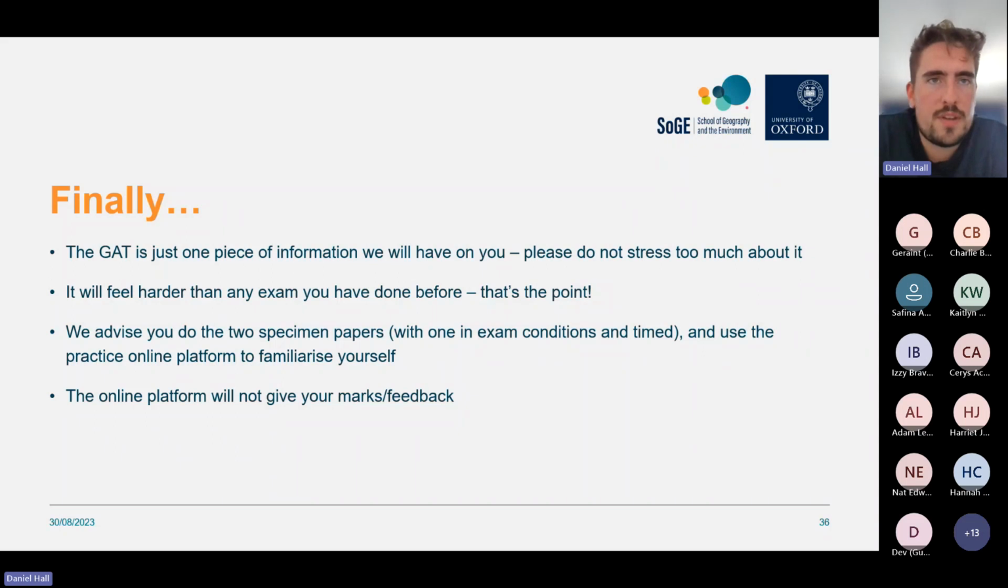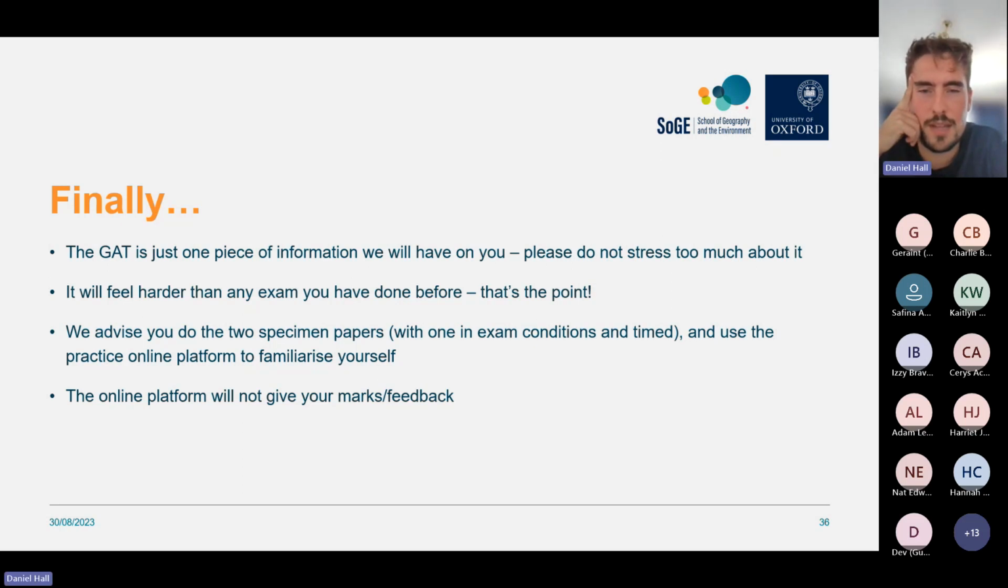It will probably feel harder than any exam that you've done before. It's definitely different to probably most exams you've done before. And that's kind of the point. If you've got the grades to be applying to Oxford, you are likely used to acing every test that you've ever done. You'd have been getting nearly every mark in exams right through school probably in order to get the level of grades that we ask for.